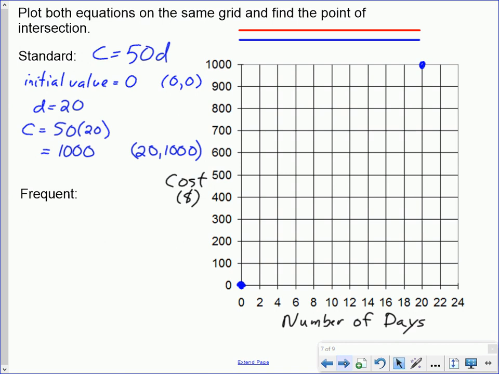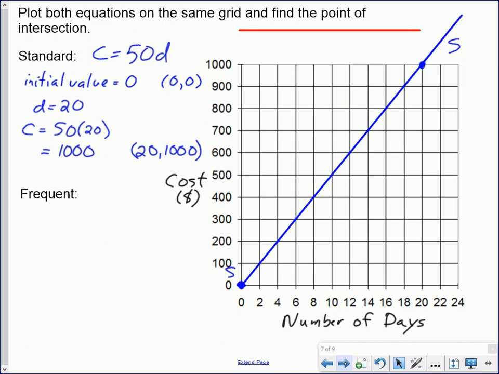And now let's add our line here for the standard plan. I'm just going to take one end, put it down there, make the other end come up through this point right there. Perfect. And I'm going to label it at both ends. This is the standard plan. This is the standard.